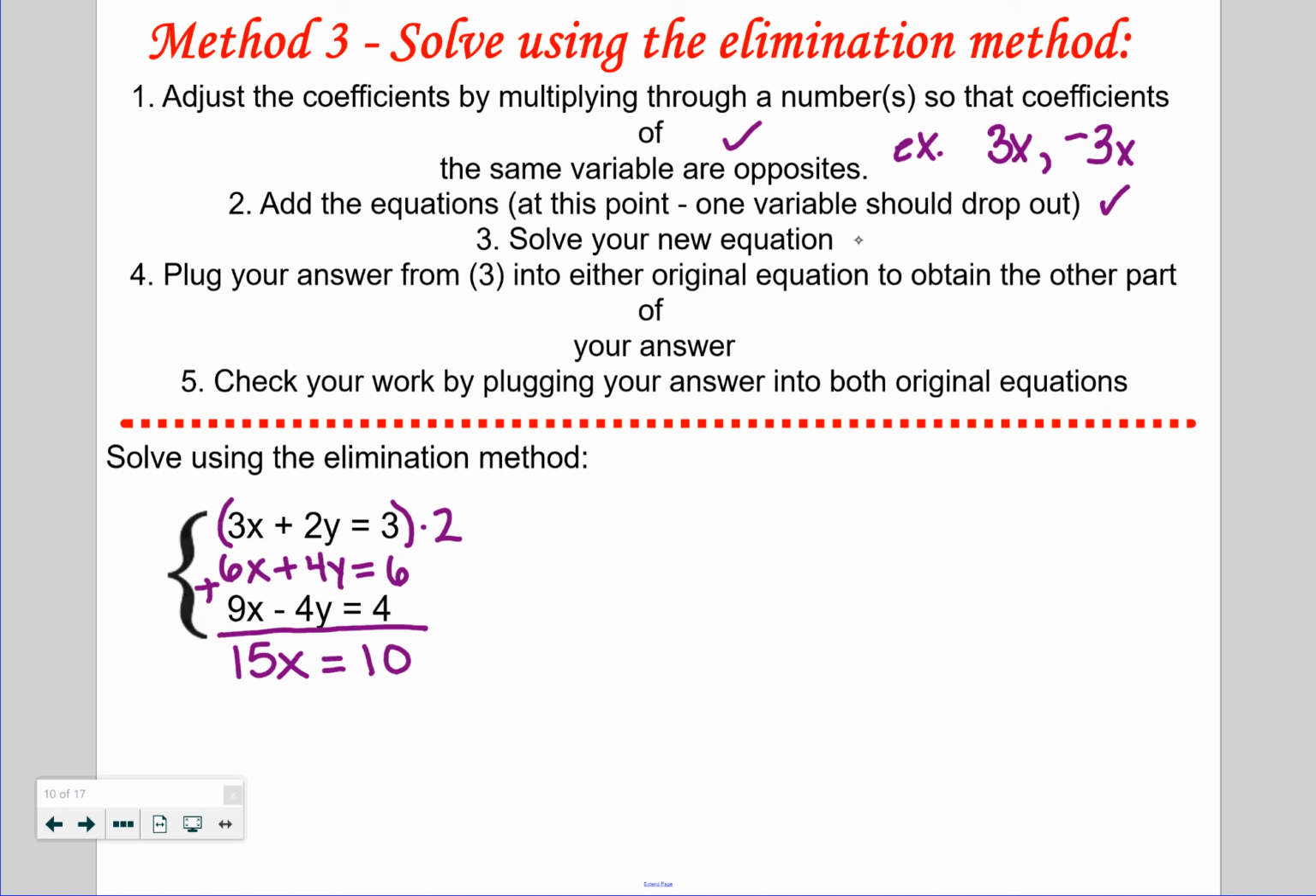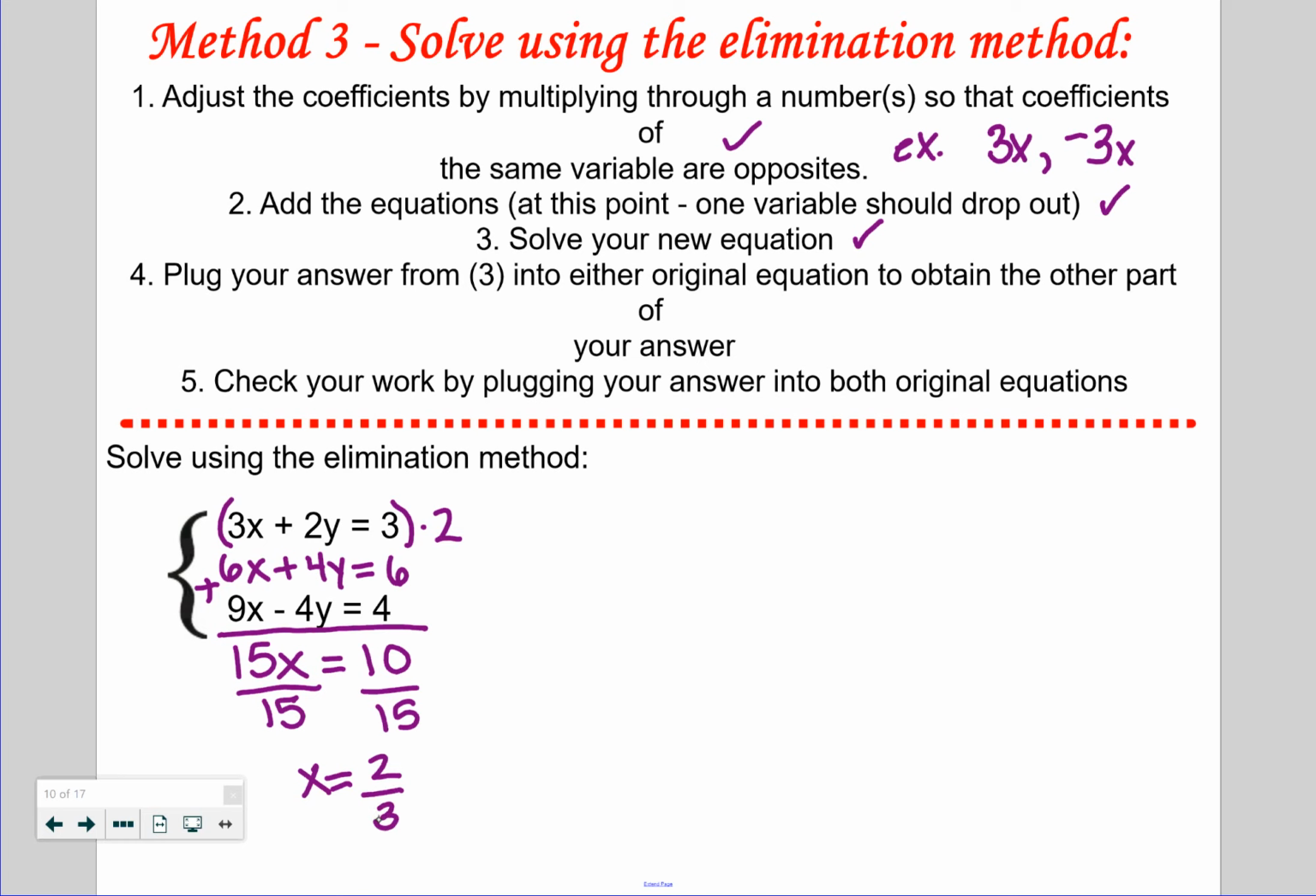Step 3, you should have a really simple equation now, and we can solve for x. I'm going to divide both sides by 15, and I'll get x equals 10/15ths, which both of those are divisible by 5, so I'm going to get 2/3, and that's all you have to do for step 3.